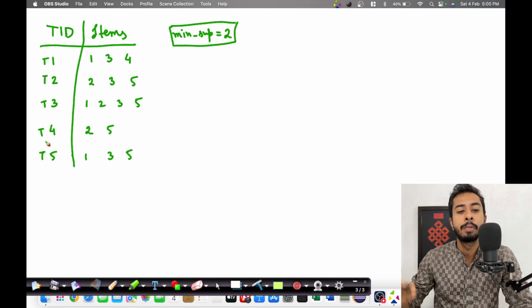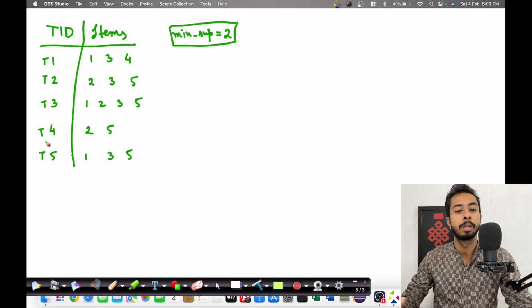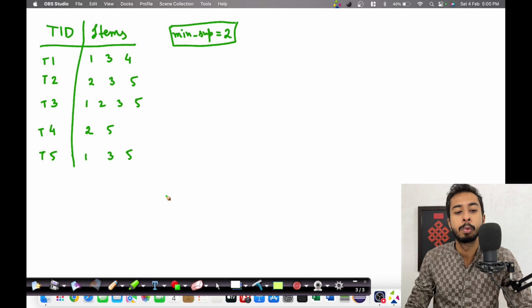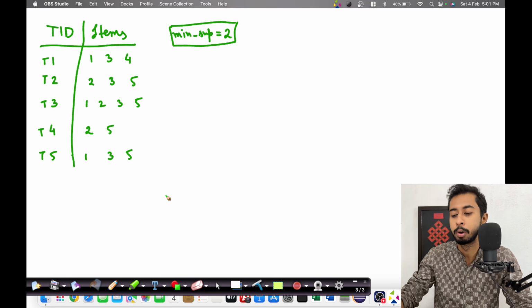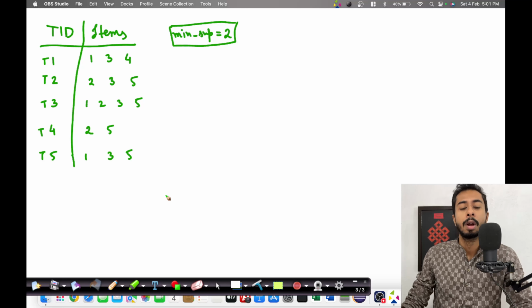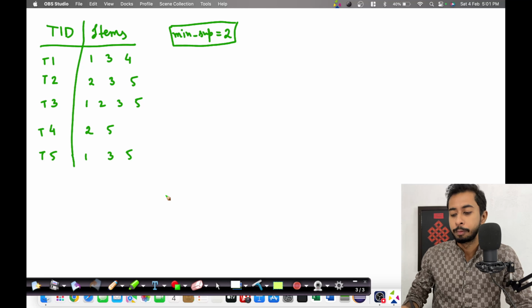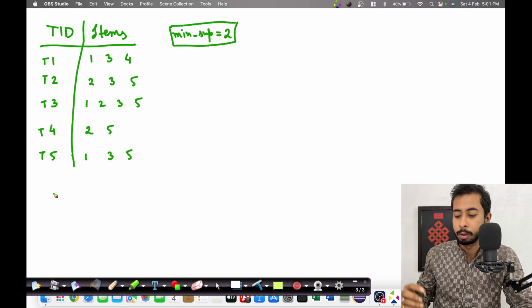In transaction 3 we have the items 1, 2, 3 and 5 bought together. In T4 we have 2 and 5, the items which are bought together, and in T5 we have 1, 3 and 5 bought together. Now the first step is to find out the one item set.